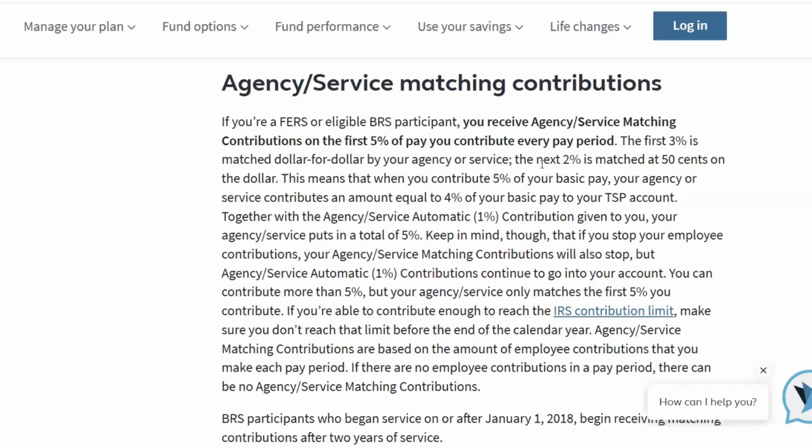Okay, here's where it gets really tricky. For the next 2%, it's matched 50 cents on the dollar, because they already get the 1% automatic, right? So altogether, if they put in 5% of the TSP, then they'll get 5%. But if they're only doing 3%, they get 4% of the match. Okay. But they miss out on that 1%. So very key, hey, why not get free money while you can, right? So that's how the matching works.